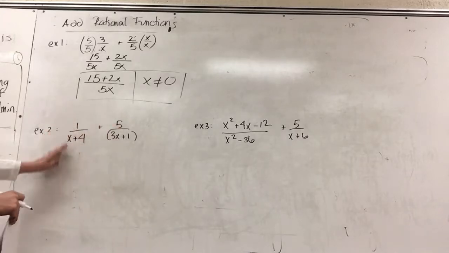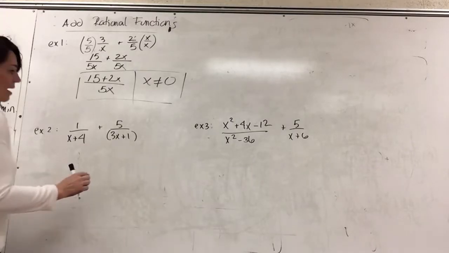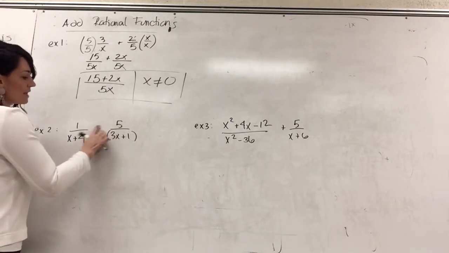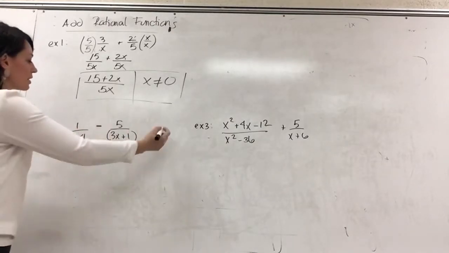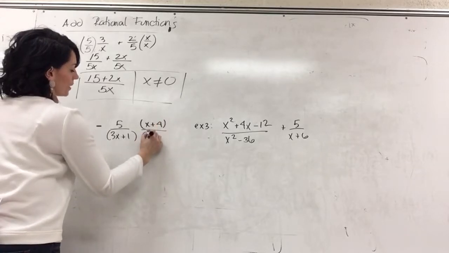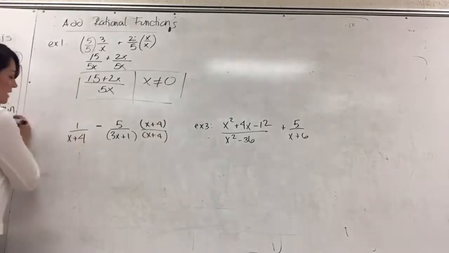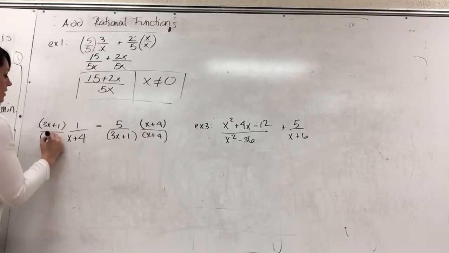So for this one here, always check and see if I can factor first. And this is all factored for me. So what do I need to do to make this a common denominator? You know what, I'm gonna do something crazy. Let's change this to a subtraction so you can practice subtraction. So let's multiply this by x plus 4 over x plus 4. And let's multiply this side by 3x plus 1 over 3x plus 1.